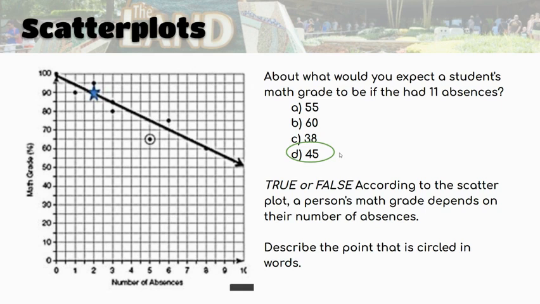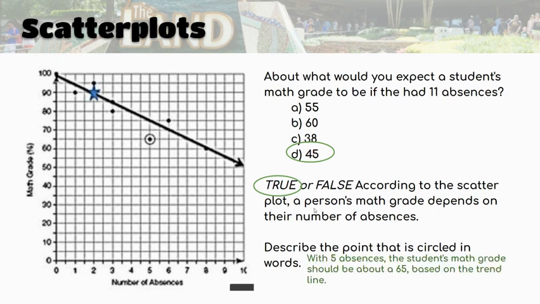True or false, according to the scatter plot, a person's math grade depends on their number of absences. Well, I would say that's true. It seems to look like the more absences you have, the worse your math grade is going to get. And describe the point that is circled in words. Well, if I look at this point, it says (5, 65). So with 5 absences, the student's math average would be a 65.